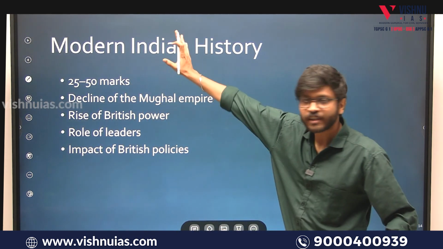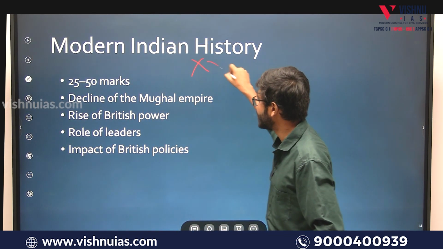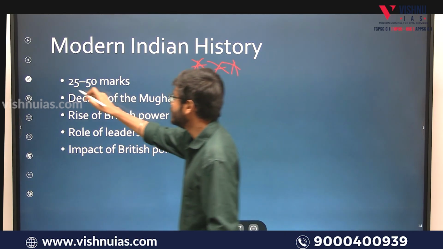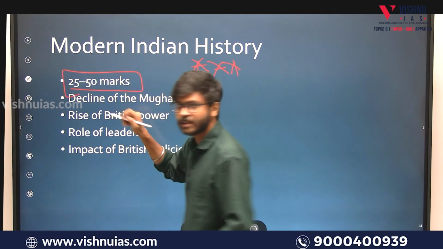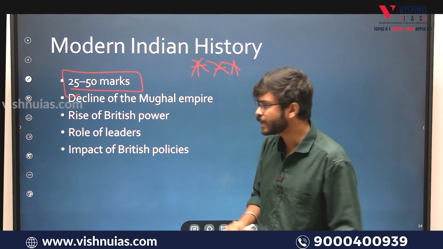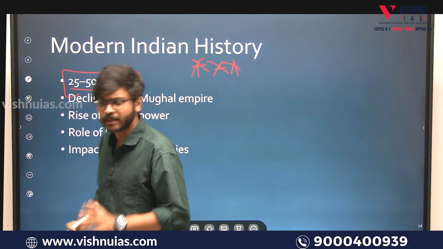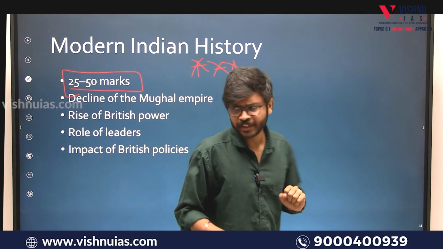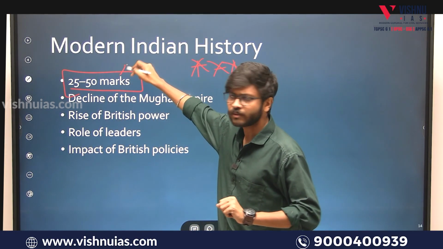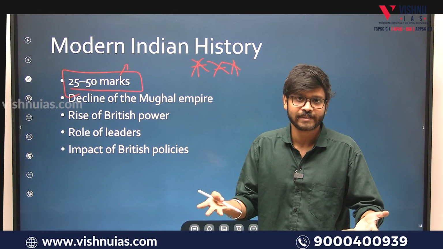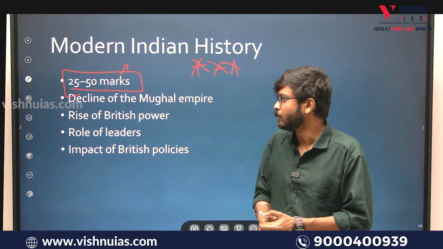So this is modern Indian history. Very, very important. The major chunk of the mains answers will be coming from modern Indian history. Mains questions will be coming from modern Indian history only. Minimum 25, and maybe even more than 25, you can expect from modern Indian history, and maybe it will go beyond this also. So 50 marks, obviously it's a very major chunk in one paper like GS.